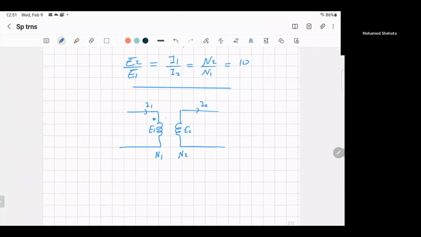That's N1 and N2, and that's E1 and that's E2, and that's I1 and that's I2. And by the way, there is something called dot notation. I'm going to tell you later, not now.